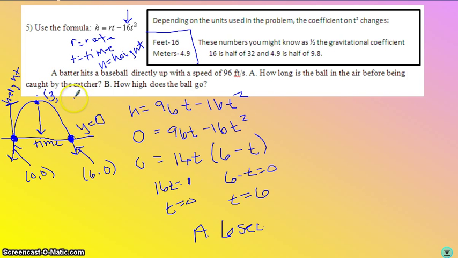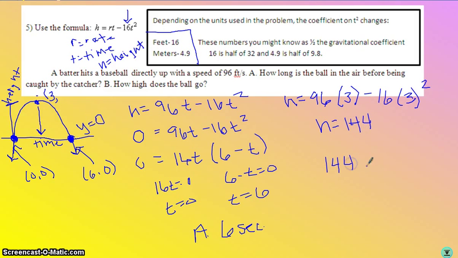So how do you figure out what that would be? Well, we have this handy dandy formula to plug it into. We know that time is 3 seconds. So all you need to do is substitute that in and calculate it out. So take a moment and calculate that out. I'm hoping you get 144. So what was the maximum height? The maximum height was 144 feet.